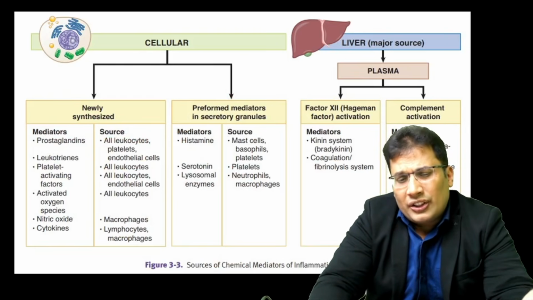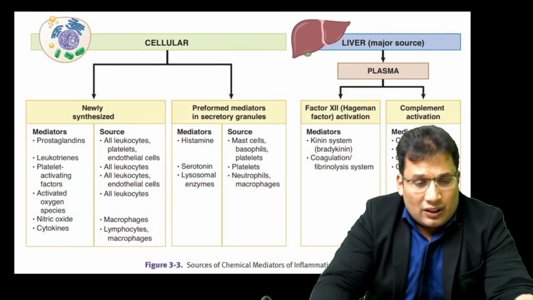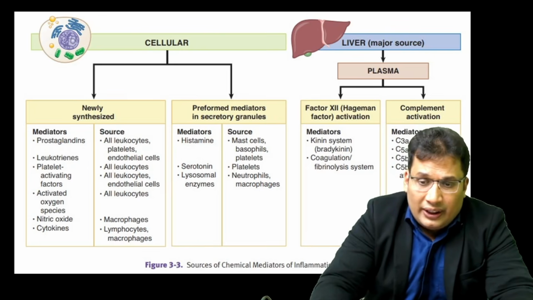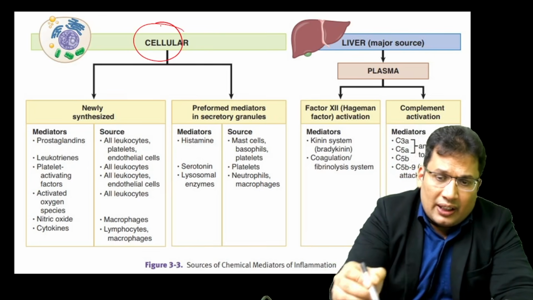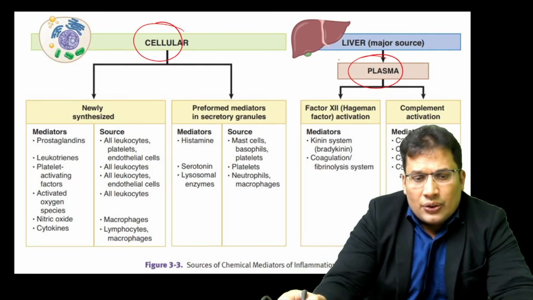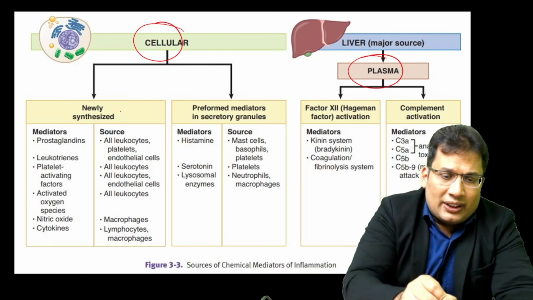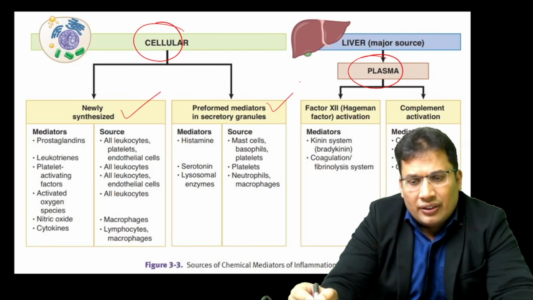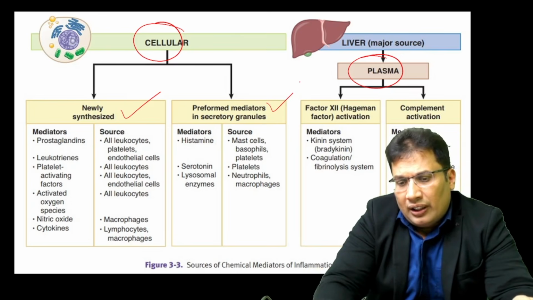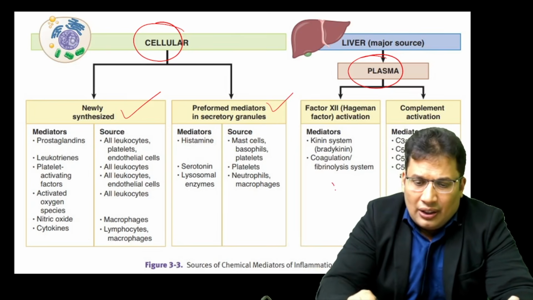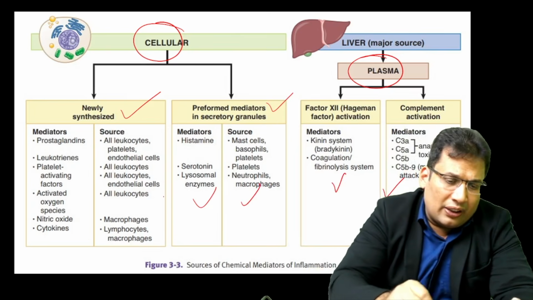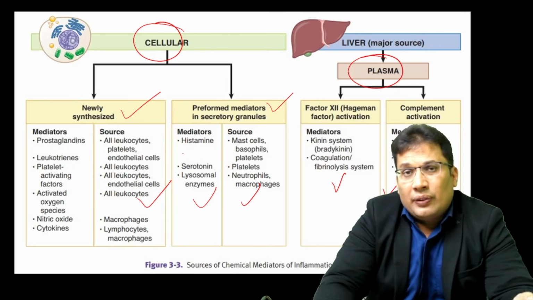Some students also mentioned the chemical mediators of inflammation, like cellular mediators and plasma mediators. It was asked once in the previous exam. Cellular mediators, for example, are newly synthesized and preformed mediators. Plasma mediators may be factor 12 activation and complement activation. So if you write these points additionally with the events, you will get 4 out of 5.